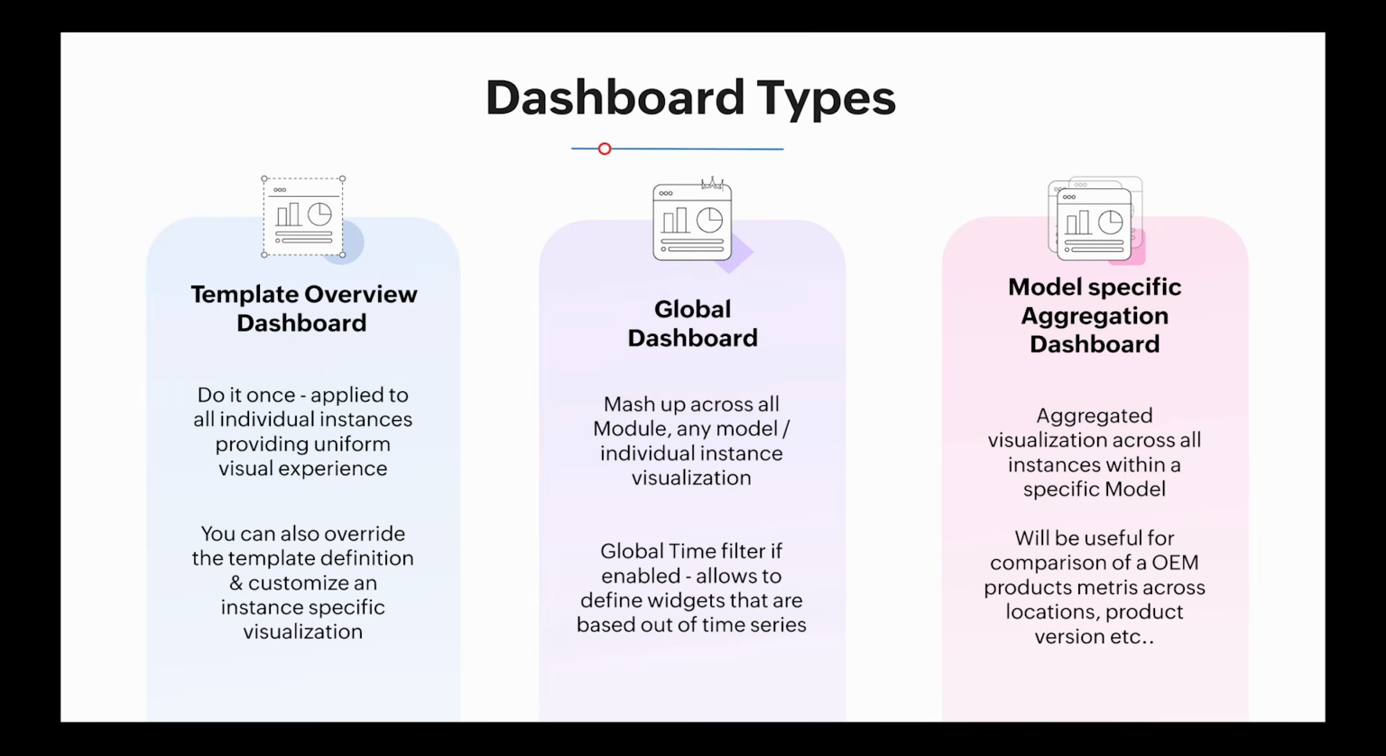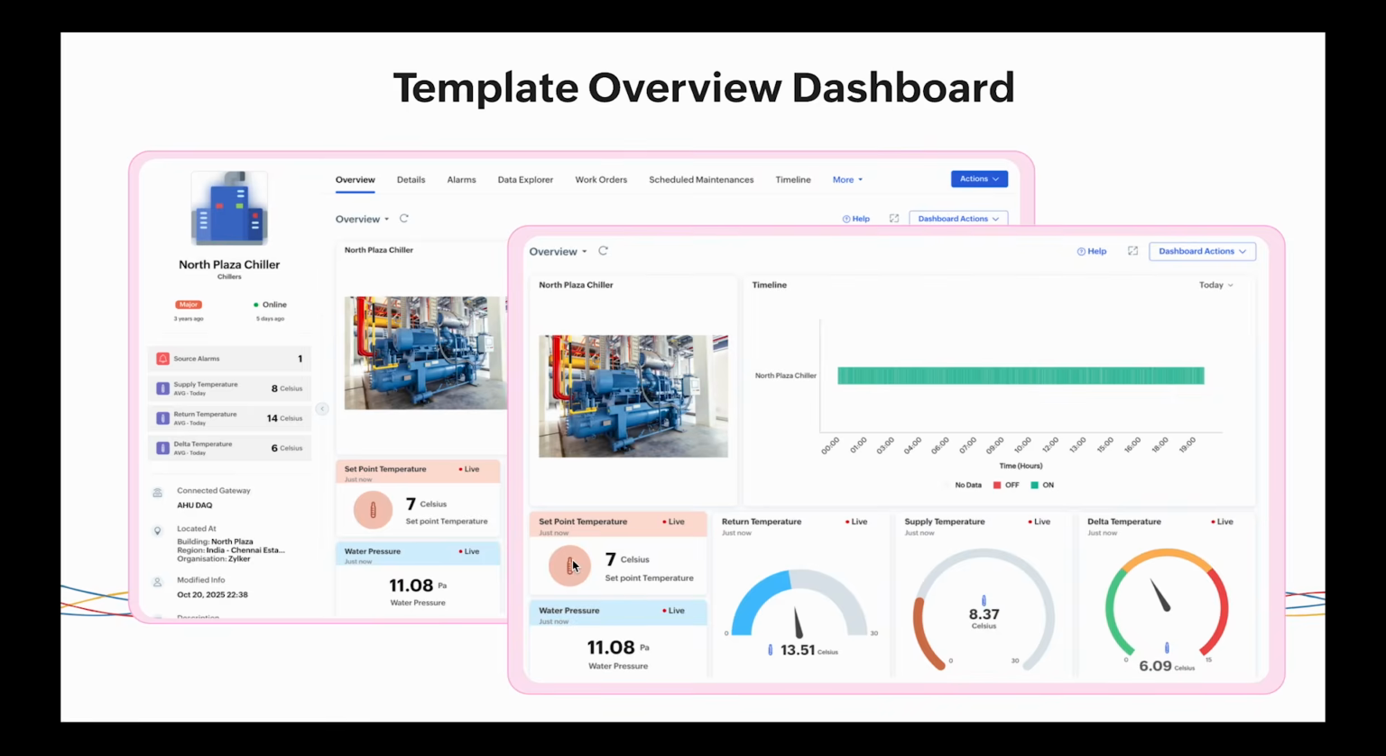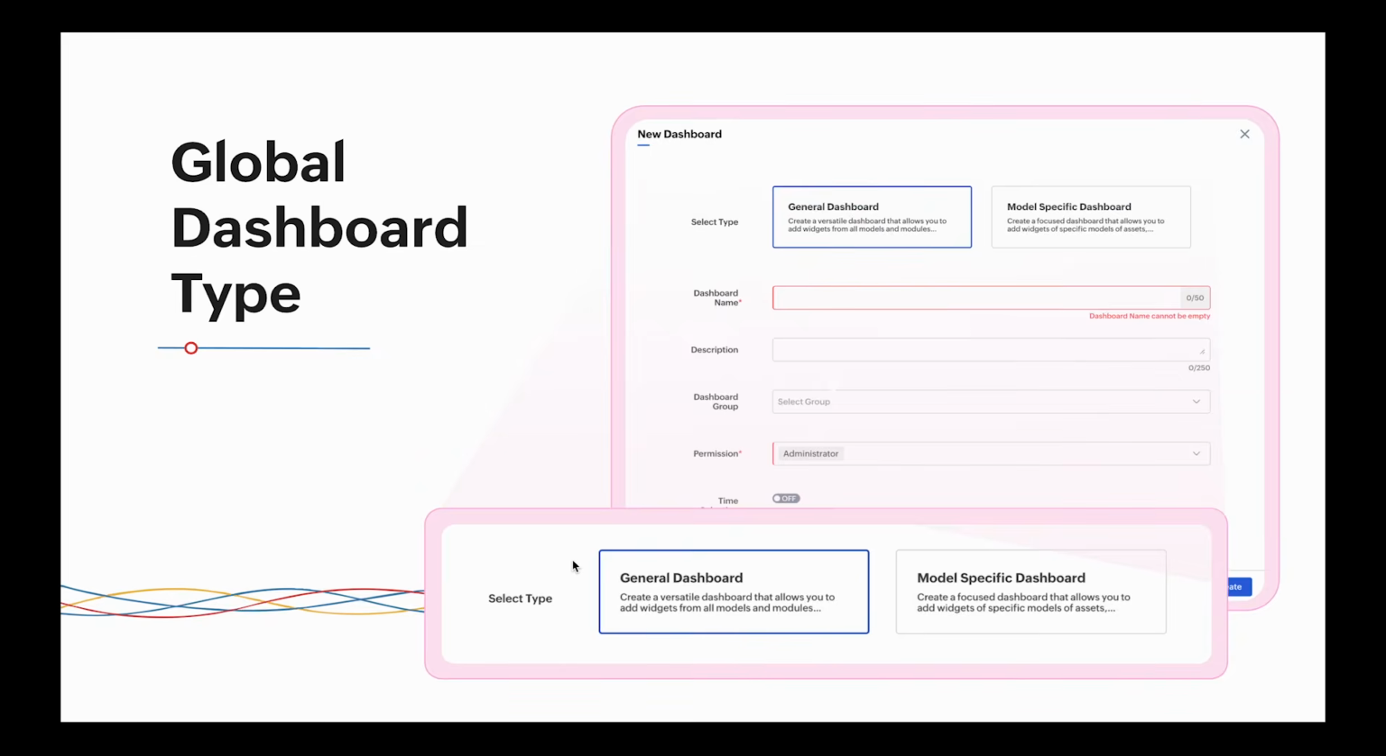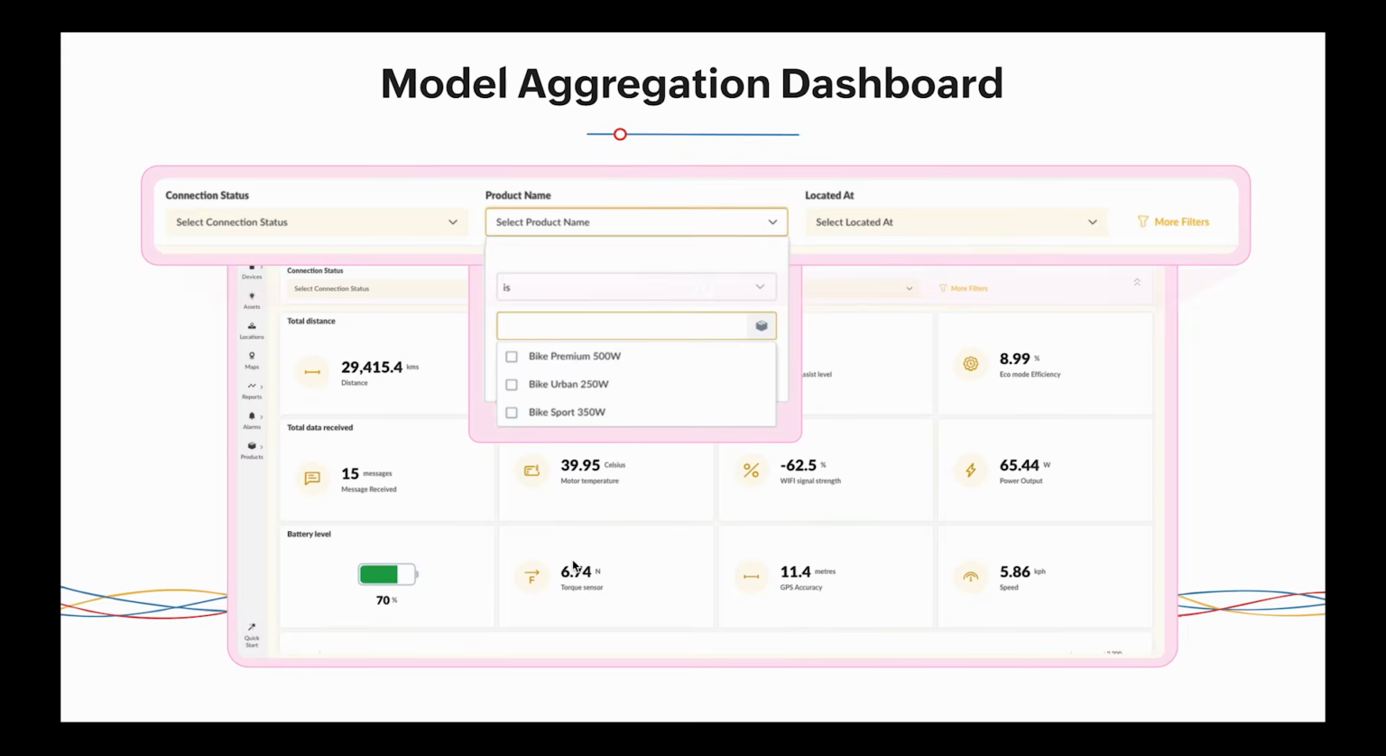Similarly, there is one more type of dashboard, which is the model aggregation dashboard. This allows users to aggregate within a model. I'll show an example. This is a place where you want to have model aggregation, like a list of all the bikes and the corresponding metrics.